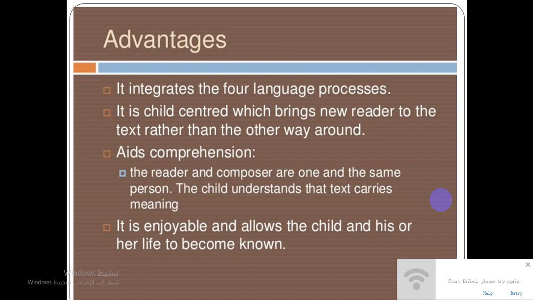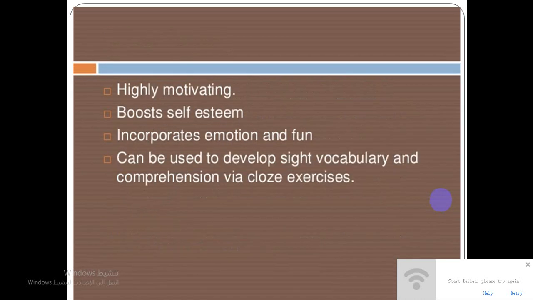The child understands that text carries meaning. It is enjoyable and allows the children and their lives to become known. It is highly motivating and incorporates emotion and fun. It can be used to develop sight vocabulary and comprehension via cloze exercises.